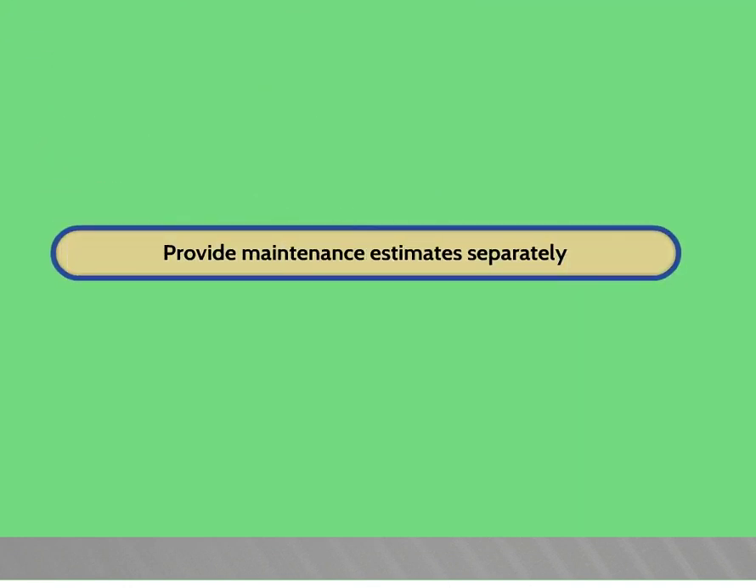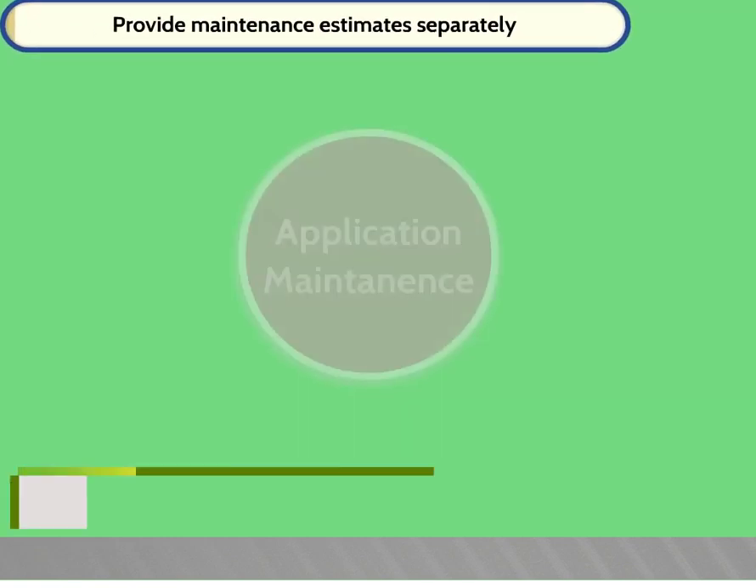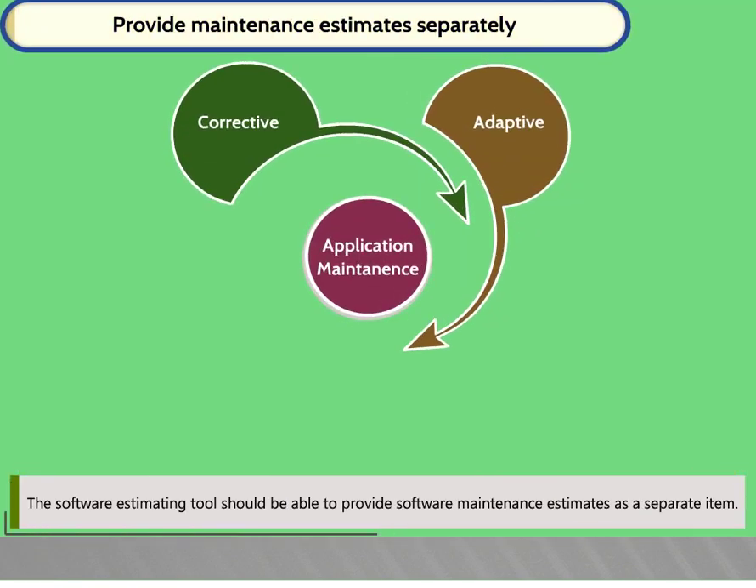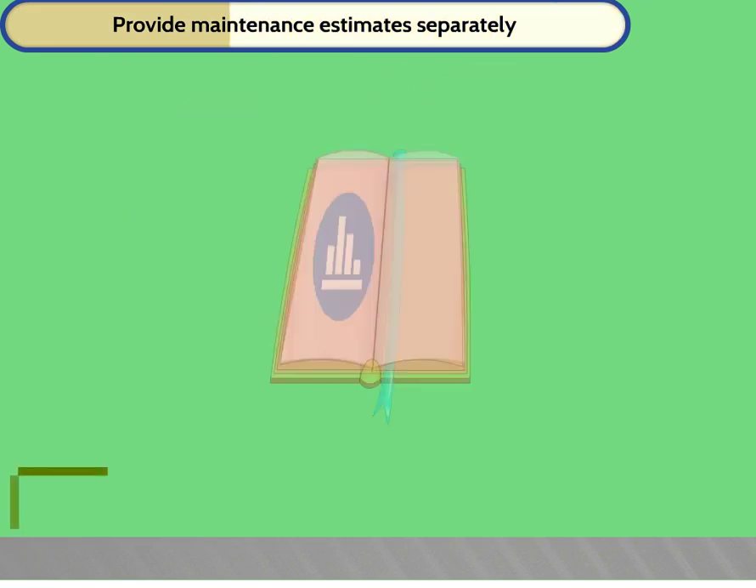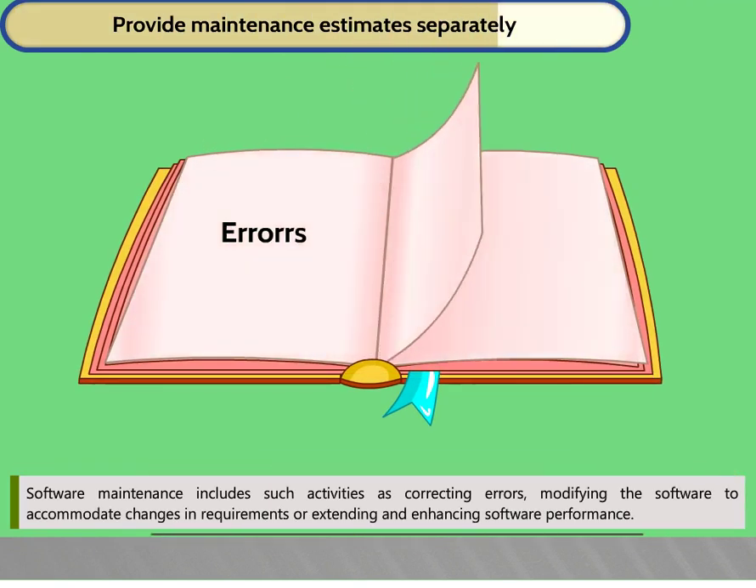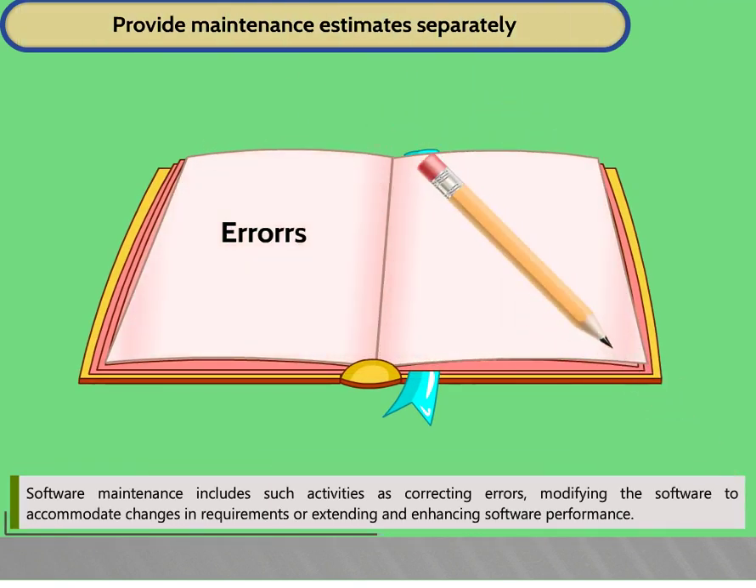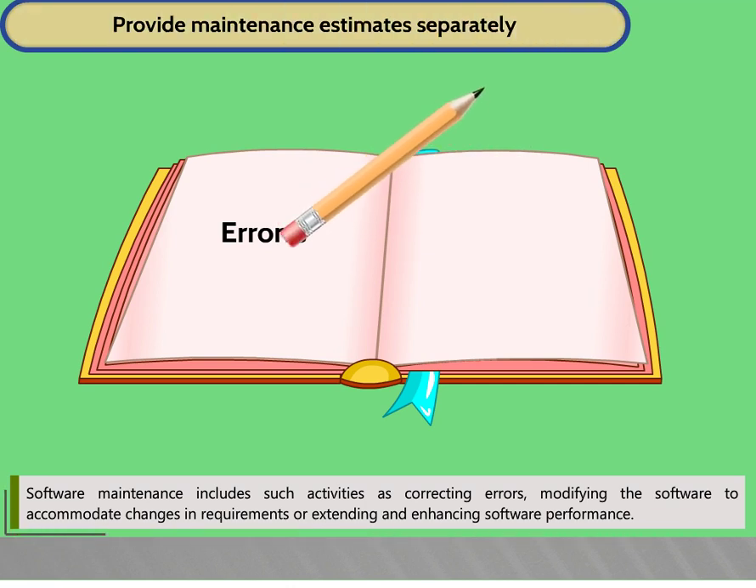Provide maintenance estimates separately. The software estimating tool should be able to provide software maintenance estimates as a separate item. Software maintenance includes such activities as correcting errors, modifying the software to accommodate changes in requirements, or extending and enhancing software performance.